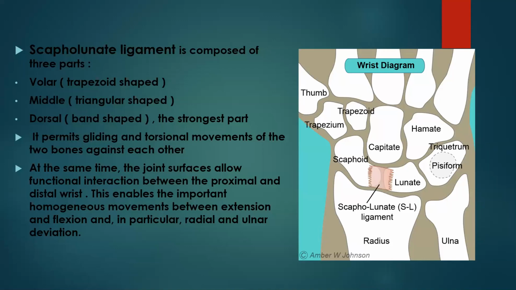It permits gliding and torsional movement of 2 bones against each other. At the same time, the joint surfaces allow functional interaction between the proximal and distal wrist. This enables important homogeneous movement between extension and flexion, and in particular, radial and ulnar deviation.